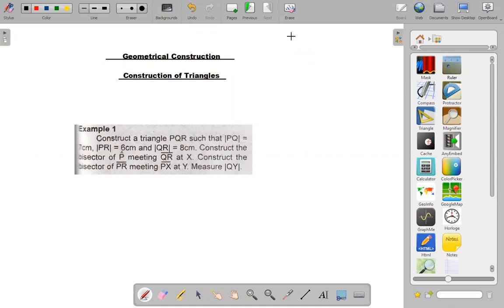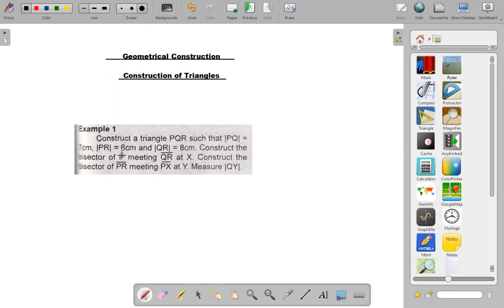In this lesson we are going to learn how to construct triangles, as a continuation of our revision exercise for those that are preparing for WIA. I have a first example here. It says construct a triangle PQR such that PQ is 7 centimeters, PR is 6 centimeters, QR is 8 centimeters. Construct the bisector of angle P.